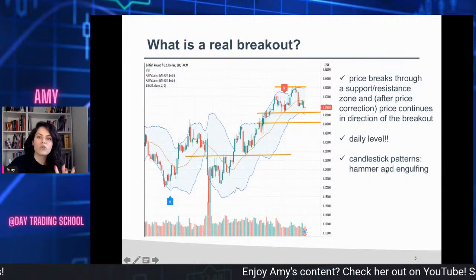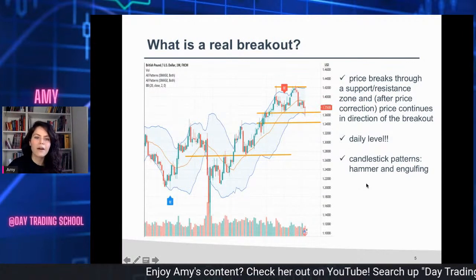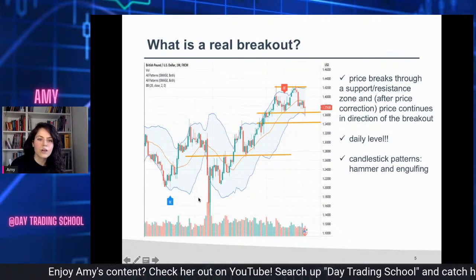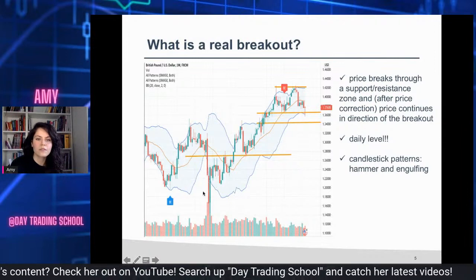And also here you could now use candlestick patterns such as hammer or engulfing patterns, etc. Here we've got a lovely engulfing pattern, for example.